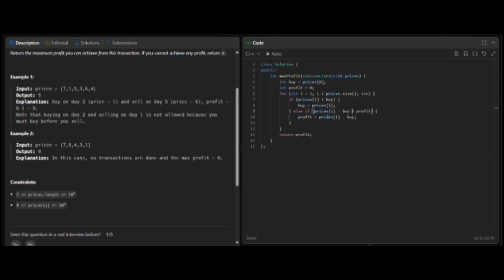So in this, we're going to track two different things: the lowest buy price, and check if selling on that day will give us the best profit. After checking both of those conditions, the profit value is returned as the output for this problem. So now let's check the output.